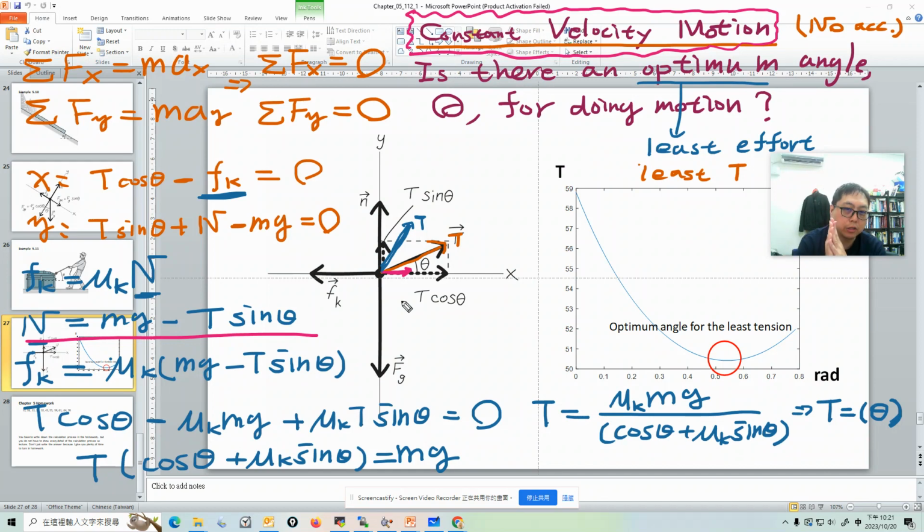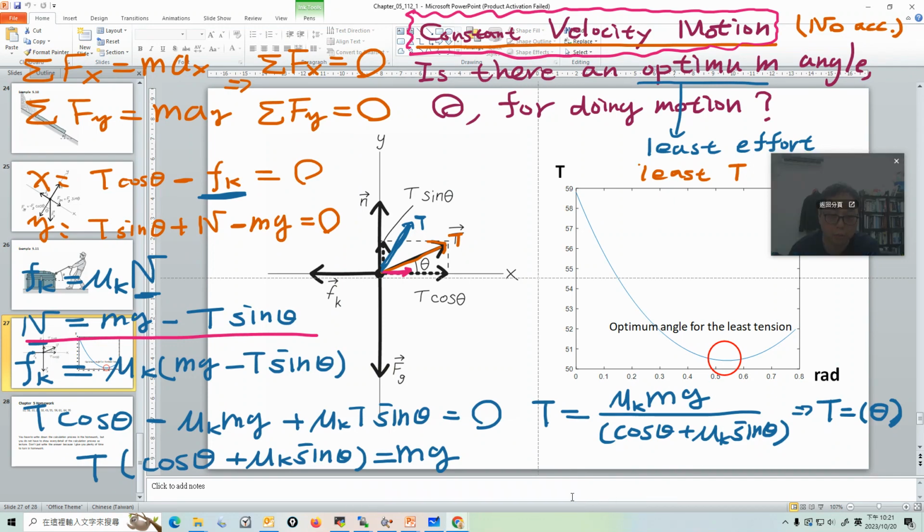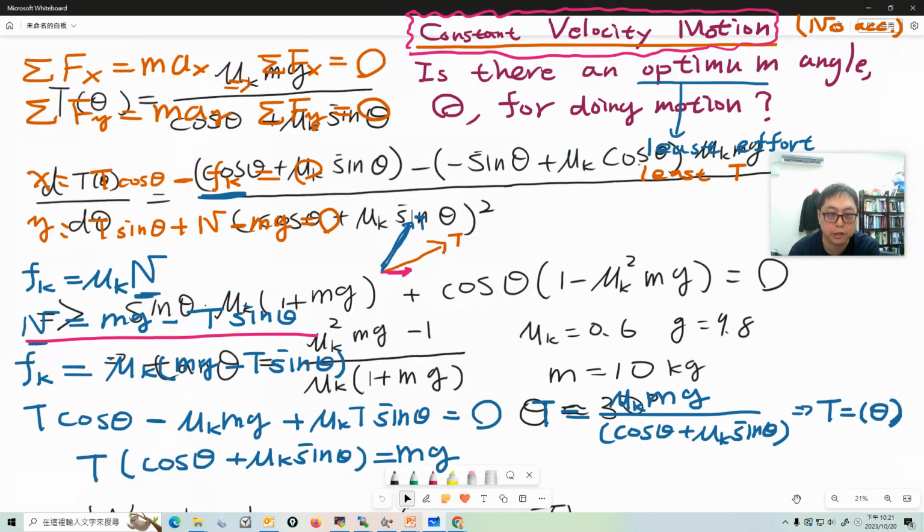So it's two competing effects. Large theta reduces the friction, but at the same time you cannot keep the constant velocity motion. So there will be an optimum theta. We can use calculus to find the optimum theta, but right now I know you aren't familiar with the mathematical tool, so I just do it here, and you just take it.